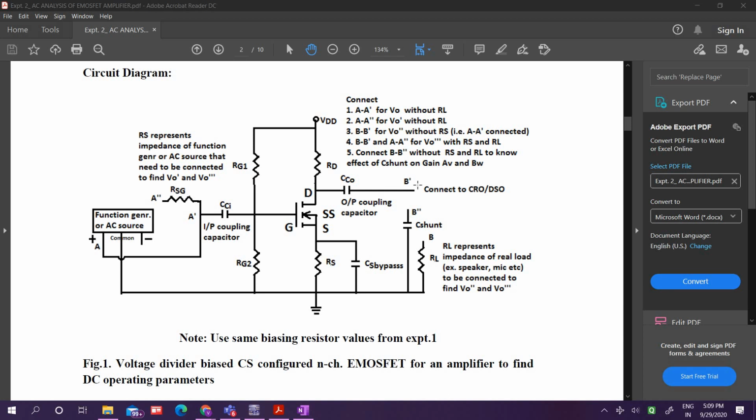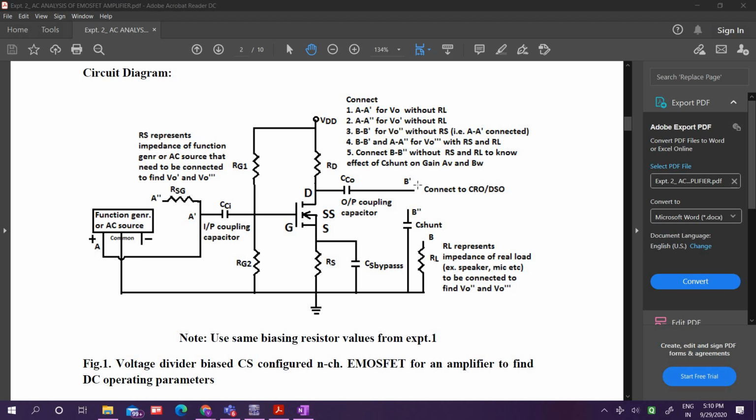We are only checking what impact the input impedance and the output impedance will have on the gain. So that value we have to obtain. Again for finding the bandwidth, we need to change the value of shunt capacitance, and again we need to change the value of source bypass capacitance.